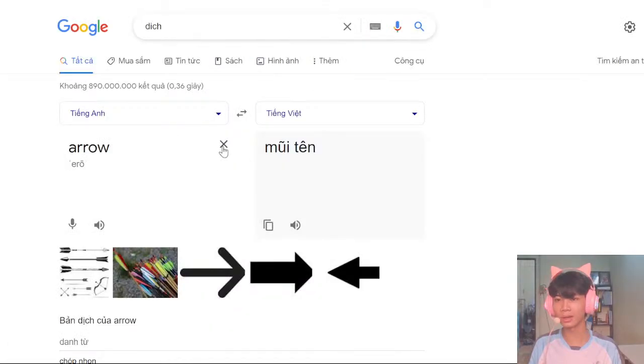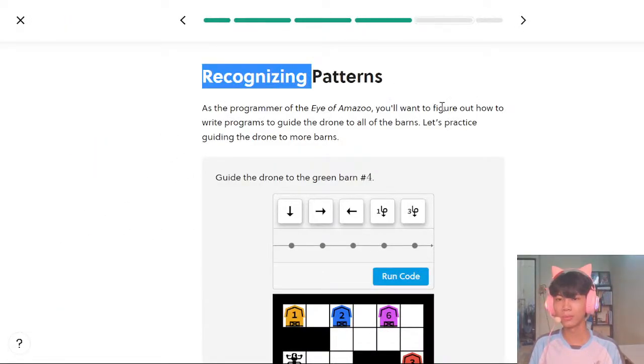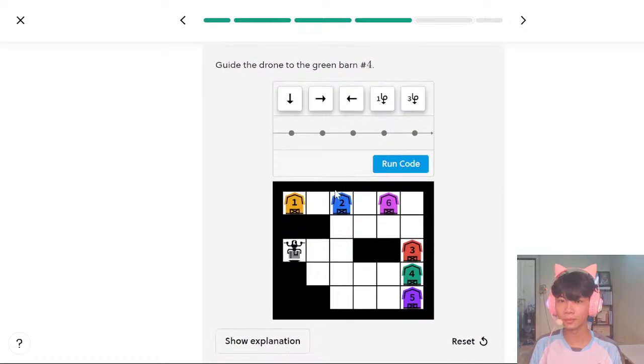Recognizing patterns. As the program of the Eye of Amazon, you'll want to figure out how to write programs to guide the drone to all the bands. Let's practice. Band 4.